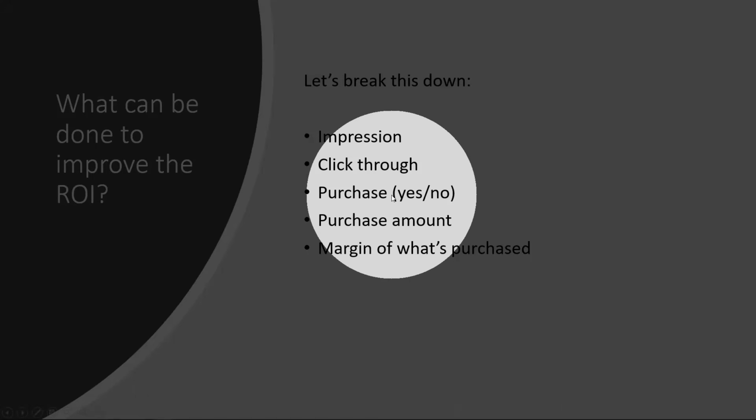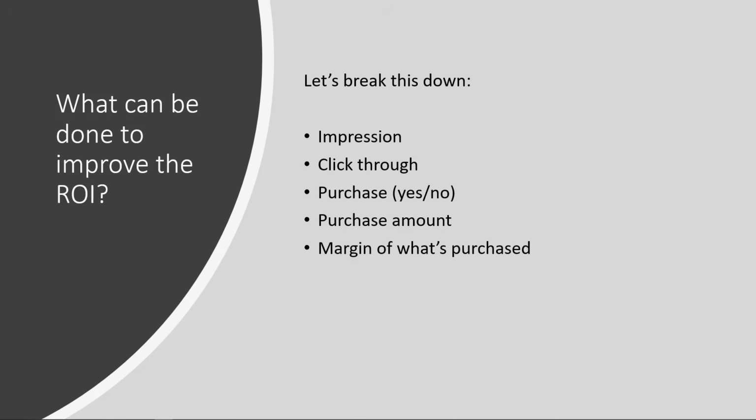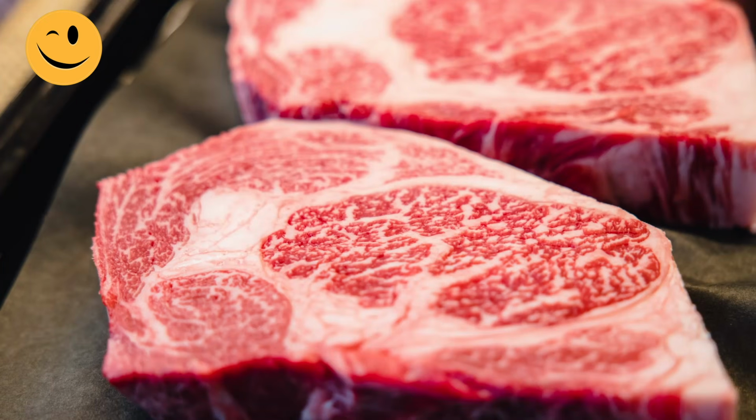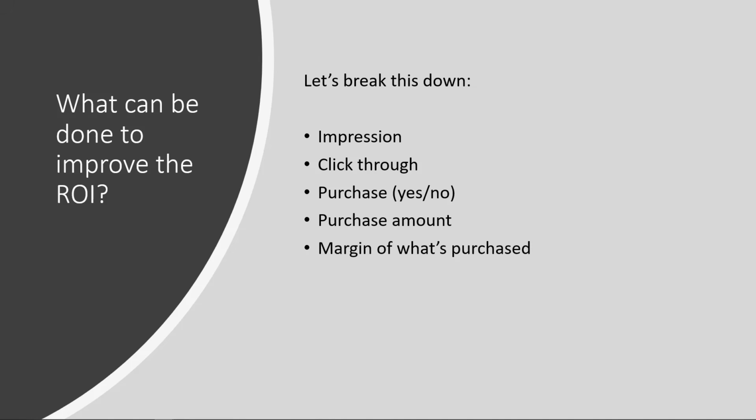And the third stage, purchase, yes or no? Can we make the deal on the page more appealing? Can we better match the intention of people who click through with the items being displayed so they are more likely to purchase the item on the landing page? And then, of course, there is purchase amount and the margin of what's being purchased. So it depends on what kind of content we show on the landing page and what kind of product they eventually would purchase on the website after browsing through different pages. So all these 5 different measures can potentially improve the ROI of our advertising.